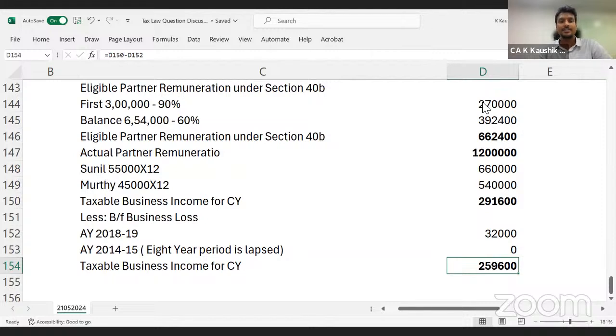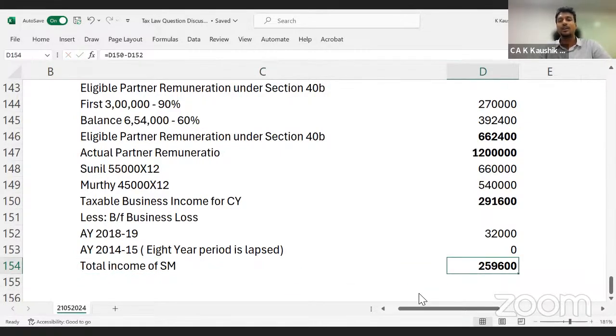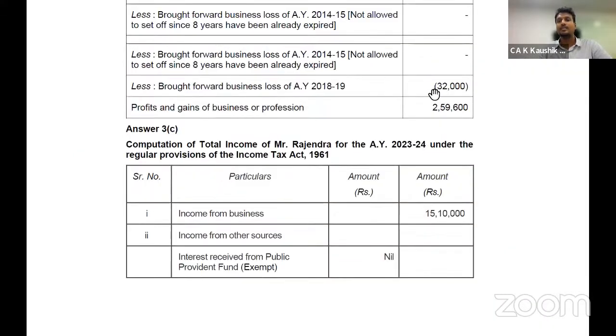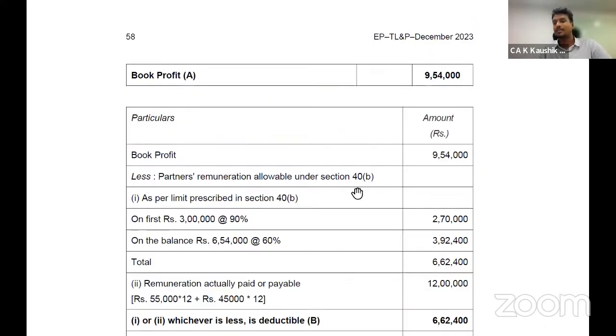What is it that they've asked? They've asked to compute the total income. So this is the total income, basically. The total income of SM Services is 2,59,600. Same thing: the 8 years have lapsed, so it is not allowed. Okay, so question number 3, part B is clear.